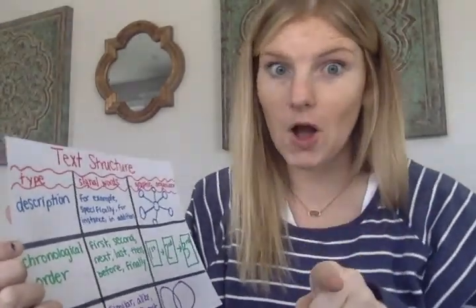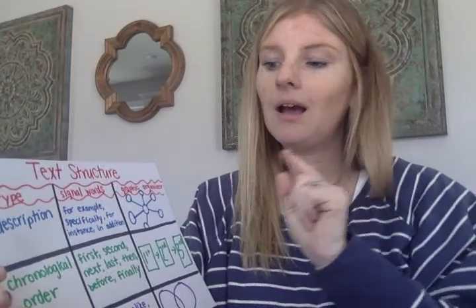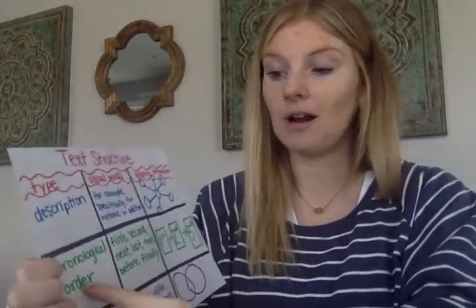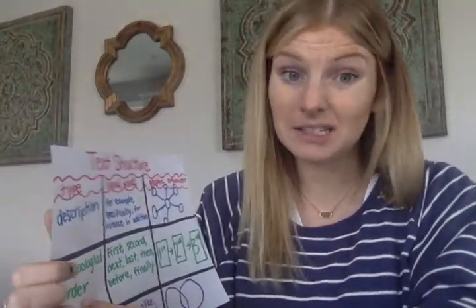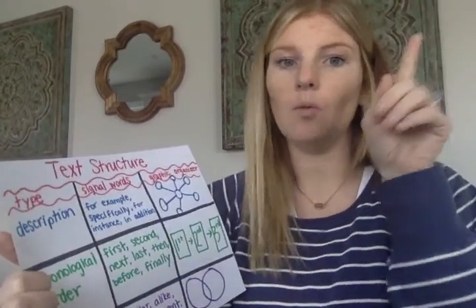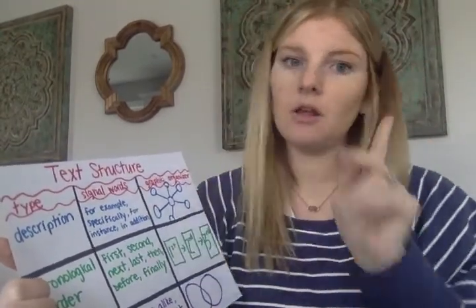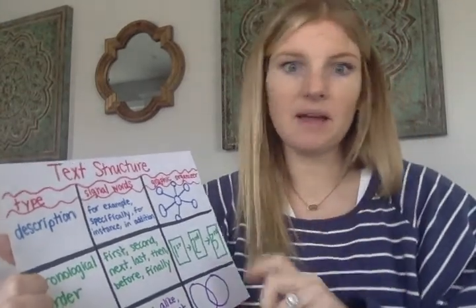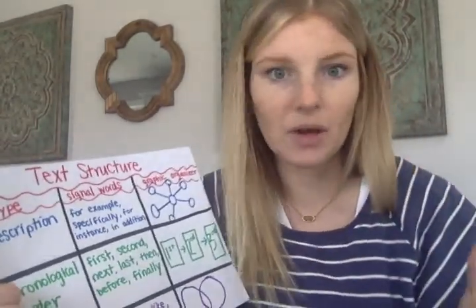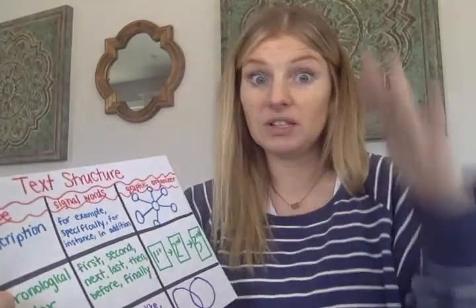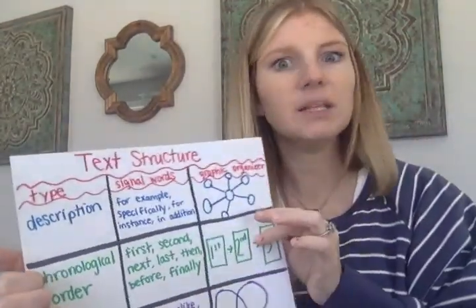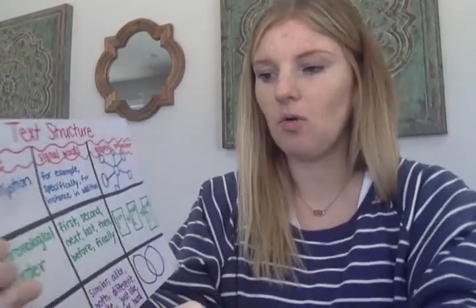Recipes, which are on NWEA, they actually are chronological order, and that one's really easy to figure out because 1, heat oven. 2, gather supplies. 3, spray baking dish with Pam or butter or something like that. The steps are all right there. Recipes have been showing up on NWEA a lot lately. So that is going to be chronological order.